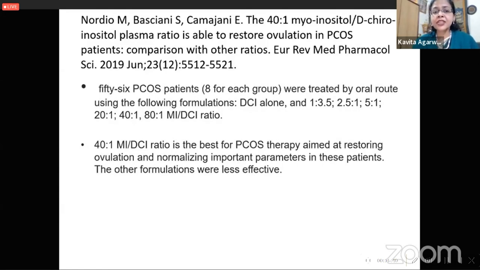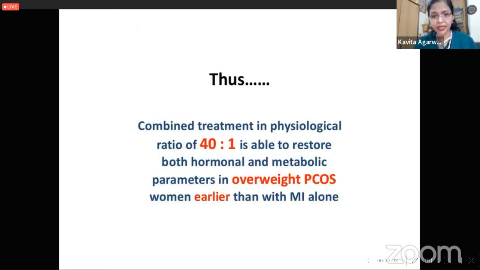So this was a recent study in 2019 where they compared various ratios. MI to DCI was given in various ratios, 20:1, 40:1, 80:1, and they found that 40:1 gave the best results. Although here again, there were only 8 patients in each group. The total were 56 PCOS patients who were given it, but the best results were found with 40:1.